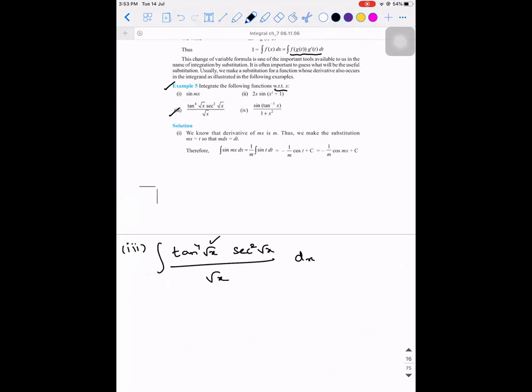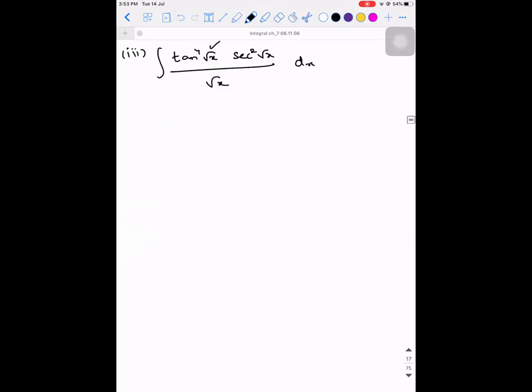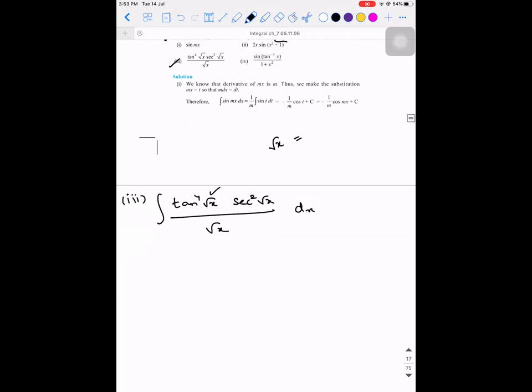So if you see root x, this should run in your mind. What is the derivative of root x? 1 by 2 root x. So derivative of root x will give you 1 by 2 root x. Now you have 1 by root x in the denominator. So there is a high possibility that when you substitute root x as t, dx by root x will come out as dt.